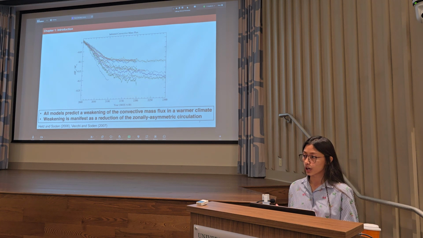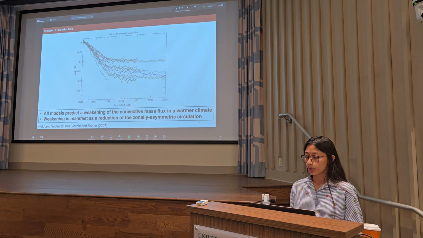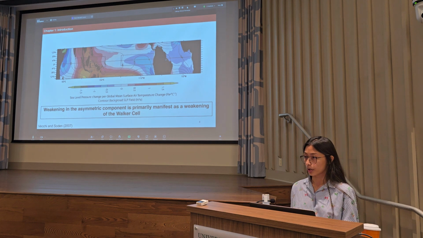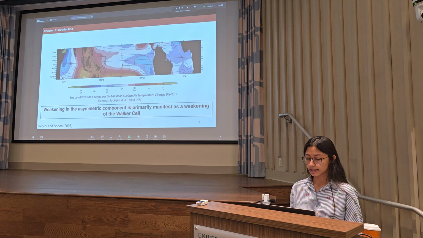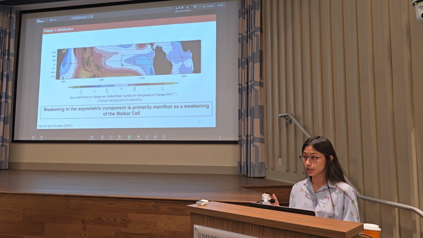This weakening of large-scale atmospheric circulation is primarily manifested as a weakening in the zonally asymmetric circulation, which, when we focus on the sea level pattern in the tropical Pacific, shows up as a weakening of the sea level pressure gradient, highlighted here for the Eastern Pacific box in the blue shading and the Western Pacific box in the red shading. That is, a weakening in the asymmetric component manifests as a weakening of the Walker cell, shown up here as a reduction in the sea level pressure gradient between those two boxes.